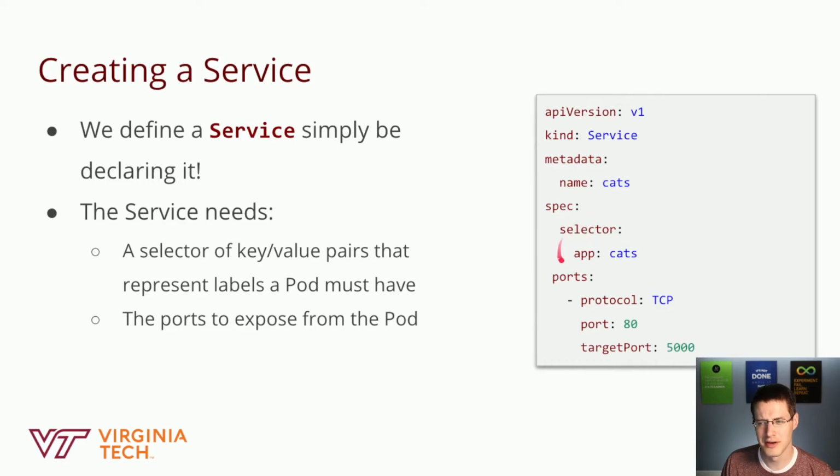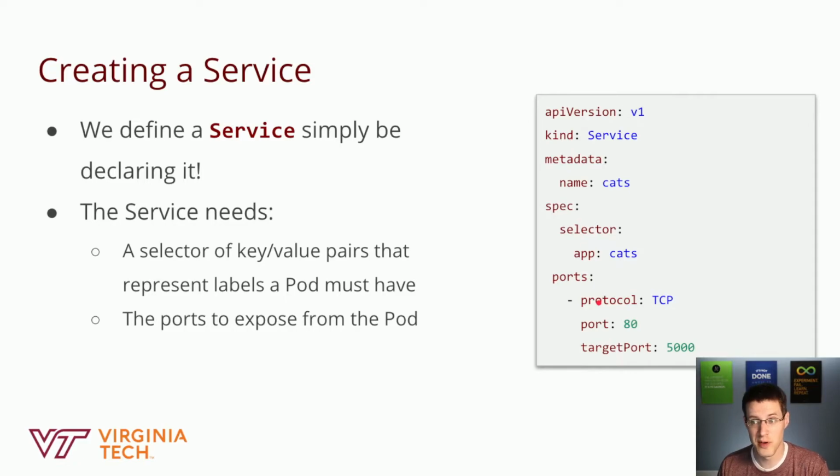Now selectors here are going to be key value pairs that represent the labels that a pod must have in order for this service to forward traffic to it. Okay, and I'll talk a little bit more about labels in just a second. But so the pods have to have, in this case, a label named app that has a value of cats, right? And then the rest of this is going to be configuration for the service.